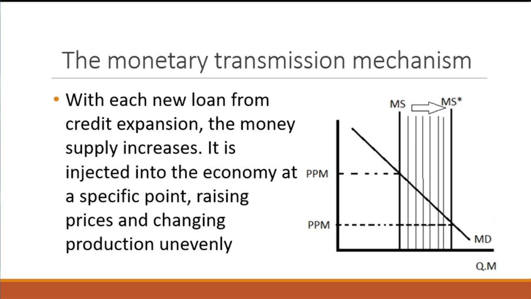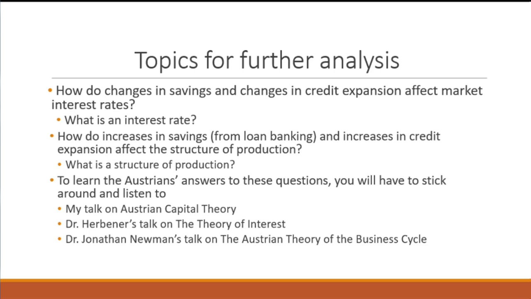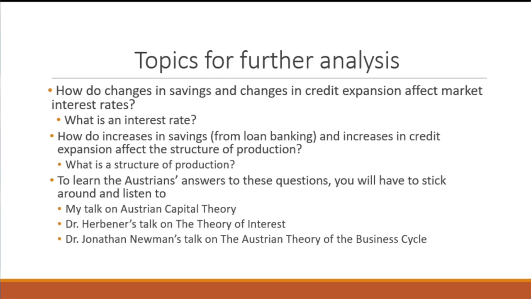So we now want to see, if banks are able to engage in this type of credit expansion, what is this going to do for a more complicated analysis? What is this going to do to interest rates? I've kind of abstracted from that. So if banks are engaging in loan banking, someone's saving money and a bank is lending that out, how's that going to affect interest rates? When banks are engaging in credit expansion, increasing the money supply, how is that going to affect interest rates? Well, in order to explain that, you first have to know what an interest rate is, and that will be described later, right? We also want to know how changes in savings from loan banking and increases in credit expansion affect the structure of production. Well, we have to know what exactly the structure of production is.